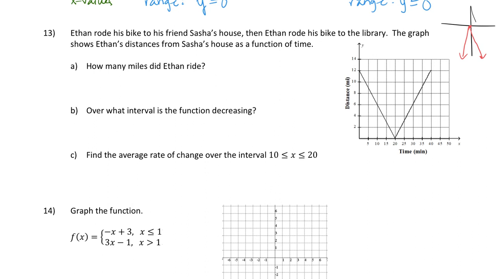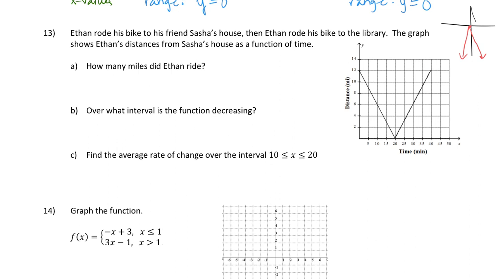So how many miles total did Ethan ride? Well, he starts out 12 miles away from Sasha's house. He's riding all these miles. When he gets to Sasha's house, he has ridden 12 miles. But then he keeps going. Time continues, and his distance increases as he moves away from Sasha's house, and he rides another 12 miles when he gets to the library.